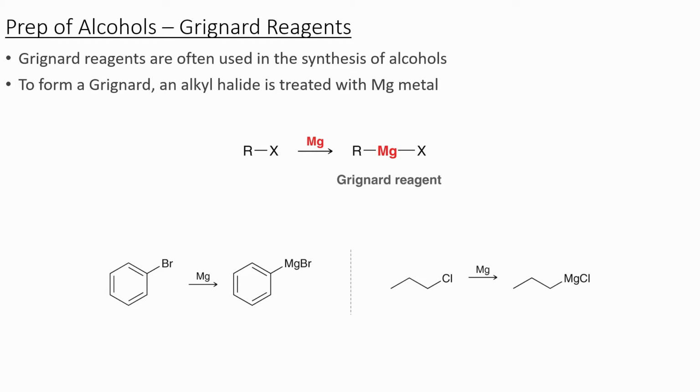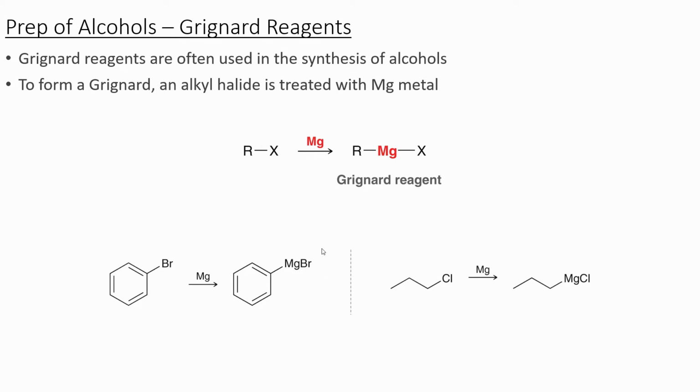In the Grignard reaction, we're going to take an alkyl halide, such as an alkyl chloride or an alkyl bromide, and treat it with magnesium metal. The magnesium metal is going to insert itself between the carbon and the halogen. So for example, if we take bromobenzene and treat it with magnesium, then we would get out this Grignard reagent.